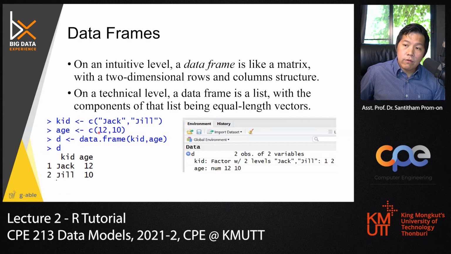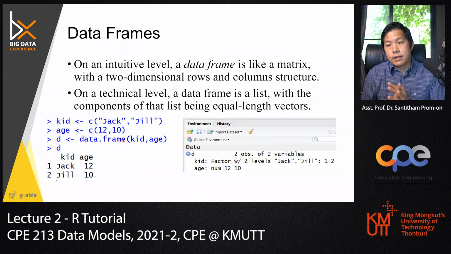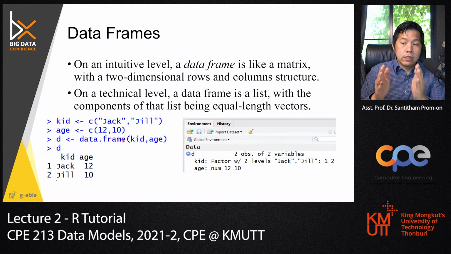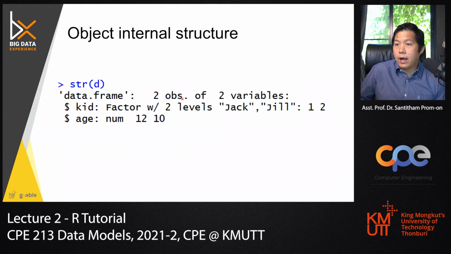In my example here, you can create it by having 2 vectors and then combine them using data.frame, with the first vector and second vector, which will create this output. And to access the value, you can do the same way as in the list, using the $ sign and the name of the column. str will give you the detail, the structure of the data frame.